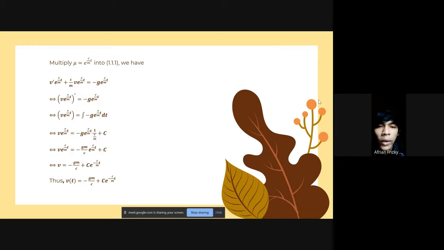And then we divide both sides by the integrating factor, that is the exponential of c over m t, and we get v is equal to minus gm over c plus constant times exponential of minus c over m t. So the solution is v(t) is equal to minus gm over c plus constant times exponential of minus c over m t.